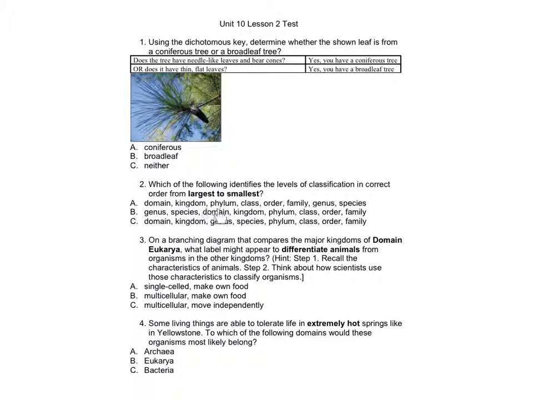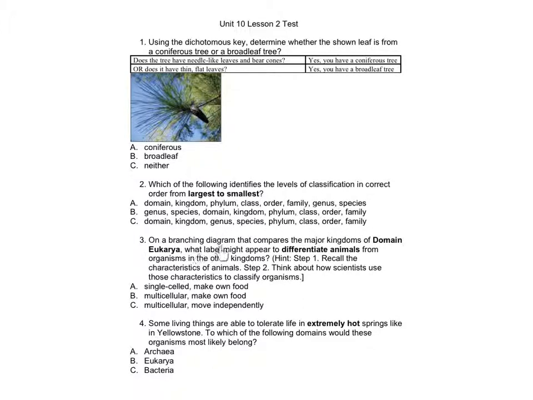A. Domain, kingdom, phylum, class, order, family, genus, species. B. Genus, species, domain, kingdom, phylum, class, order, family. C. Domain, kingdom, genus, species, phylum, class, order, family.